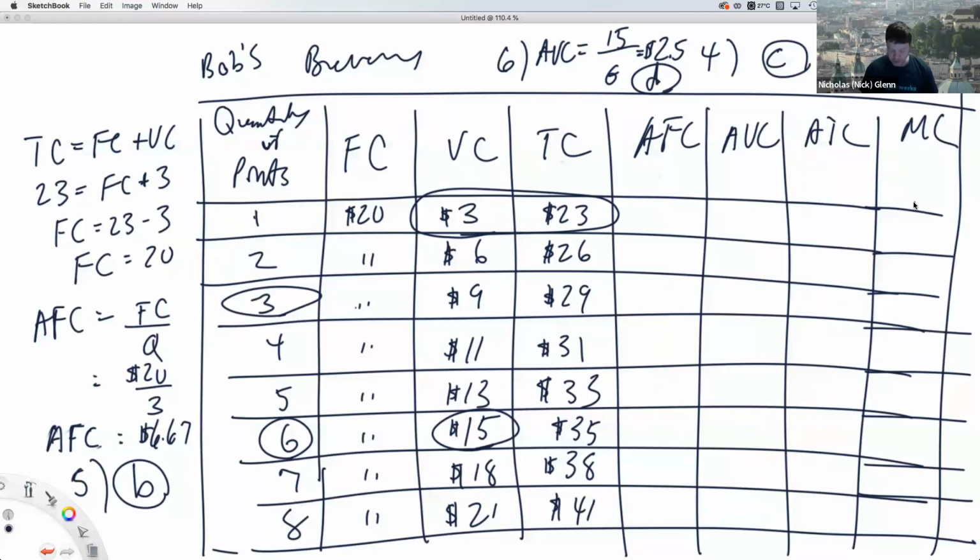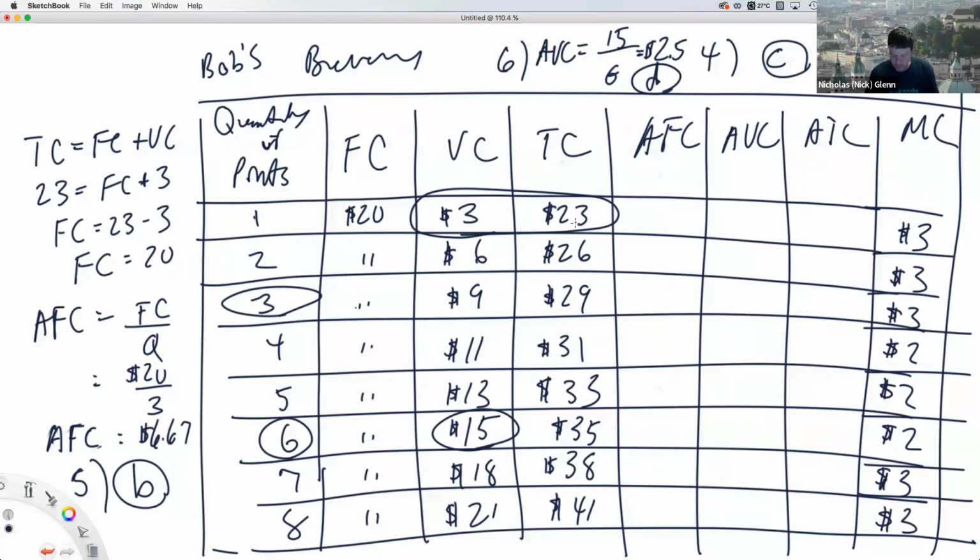Now, marginal cost, this is looking at, okay, you can either look at variable cost or total cost. It's this change from one unit to the next. This first one's 3. Second one's 3. 6 to 9 is 3. 9 to 11 is 2. 11 to 13 is 2. 13 to 15 is 2. 15 to 18 is 3. 18 to 21 is 3. It's this additional cost that's going on.